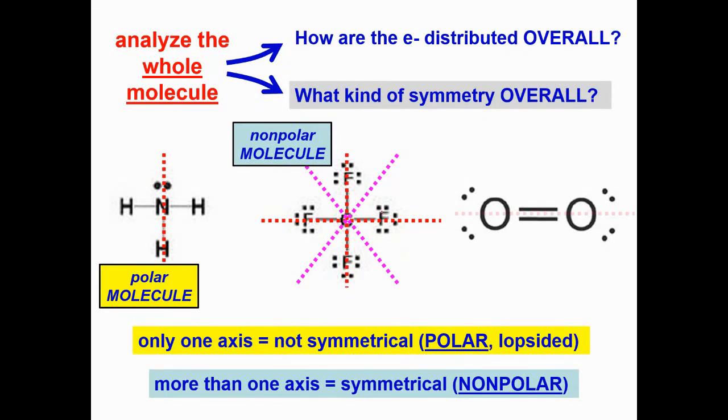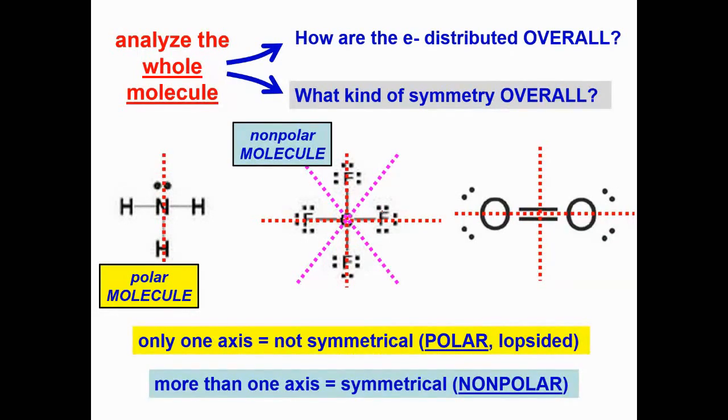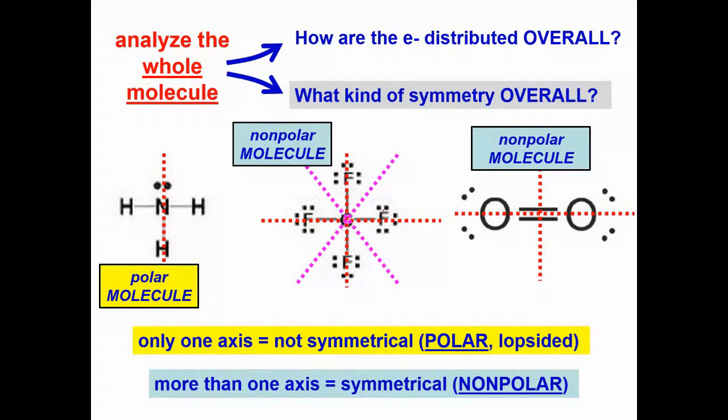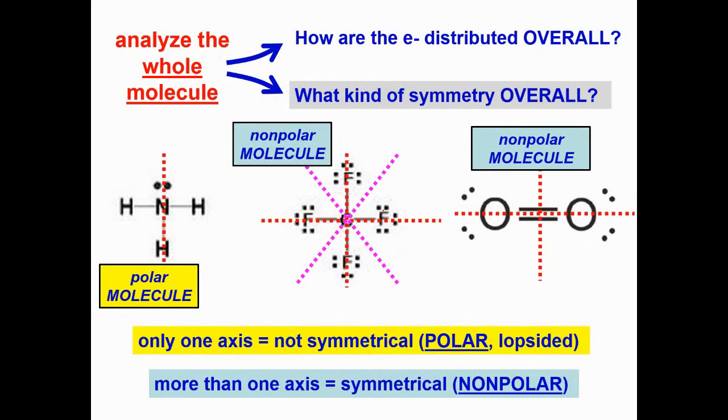O2. Imagine that you draw an axis of symmetry vertically and horizontally. The O2 will be the same on either side of the vertical axis, same on either side of the horizontal axis. It has more than one axis of symmetry, so it is a non-polar molecule. Okay? So you can look at how the electrons are distributed, or you can think about symmetry. One axis of symmetry means polar.